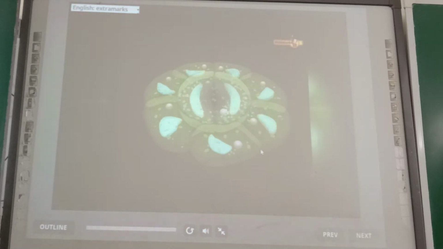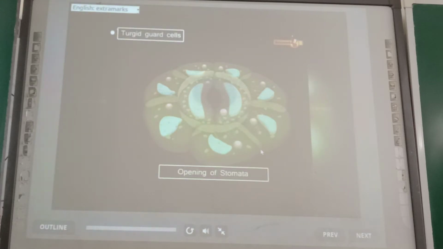Water molecules from the surrounding epidermal cells enter into the guard cells and cause them to swell, and the stomatal pore opens up. Open stomata help to absorb carbon dioxide from the atmosphere, which is used in the process of photosynthesis, and in return release oxygen as a byproduct of photosynthesis.